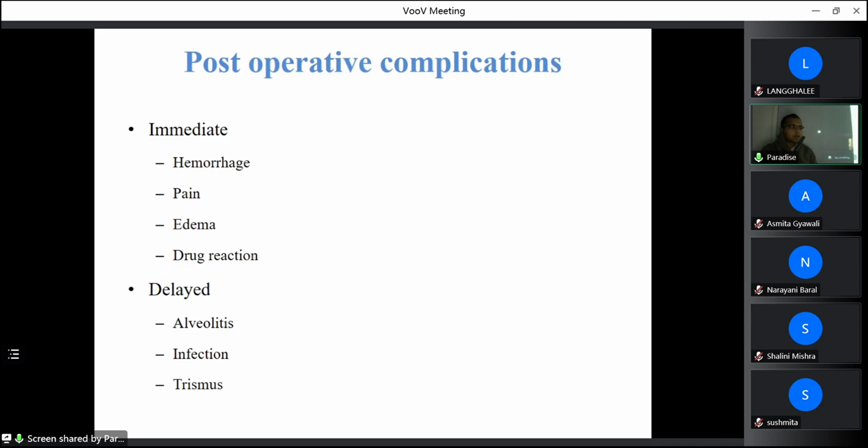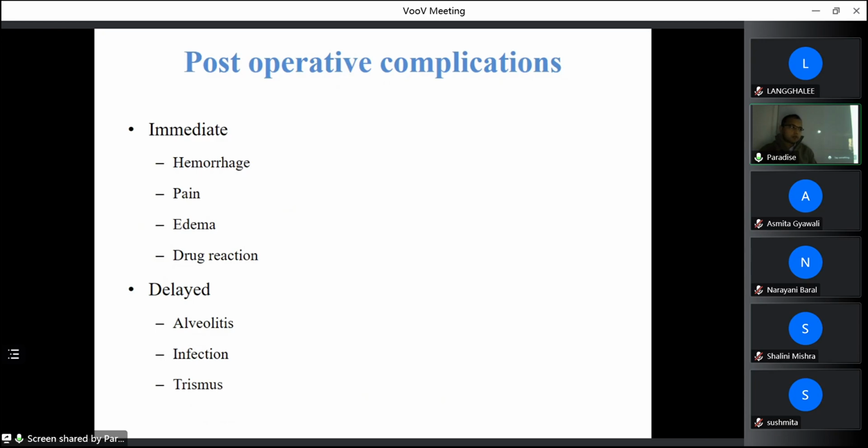Post-operative complications can be immediate: it may be hemorrhage, there will be pain, so you have to prescribe medication. Whenever you have done any extraction or impaction, when will you tell the patient to take the medications? What is the ideal time to take the medications? The patient has to take the painkiller before the effect of anesthesia wears off.